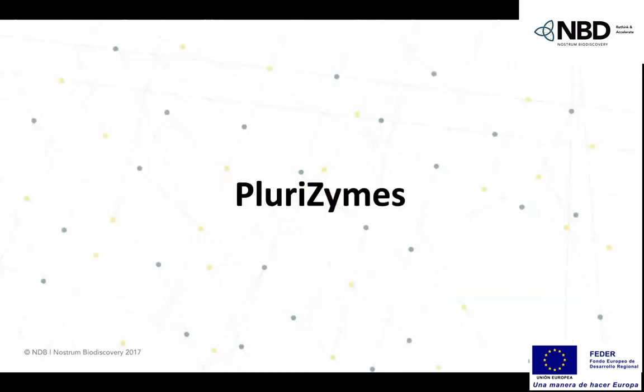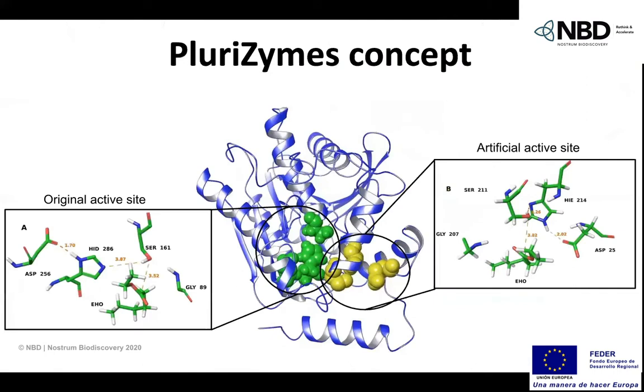And now let's talk about PluriZymes. As you remember from the first slide, PluriZymes are our way to design our own enzymes. But what is a PluriZyme? A PluriZyme is an enzyme with two active sites. One of them introduced artificially in the monomer.